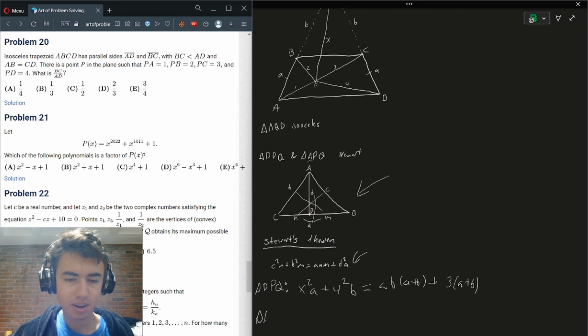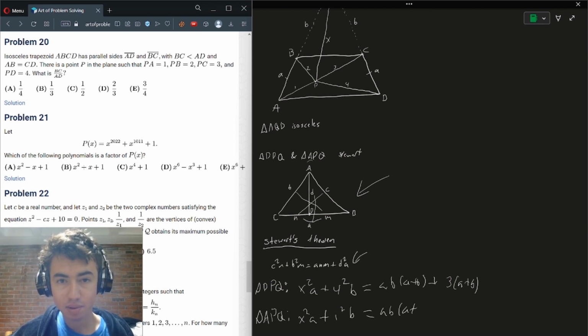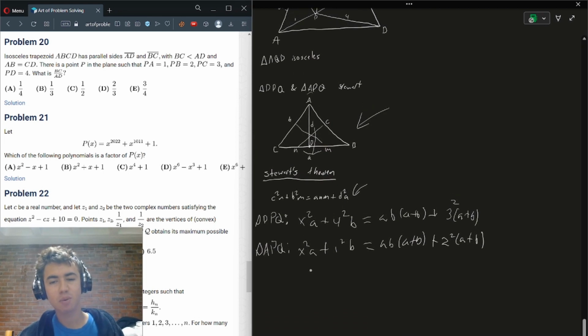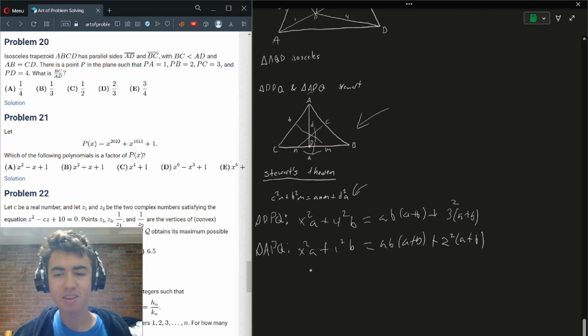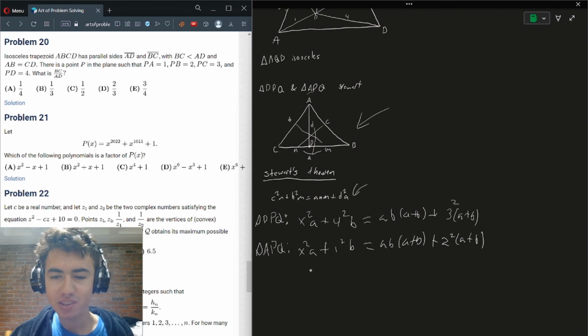APQ. Sorry, APQ. So then for this diagram, doing the exact same thing, we get X squared A plus 1 squared B is equal to A plus B plus, let's see, I forgot a square, right? I forgot the squared here. And here it should be 2 squared A plus B, right? And immediately you can see that things are already working out quite nicely. We have a lot of terms in common, right? Which means probably we can eliminate a lot of variables if we just subtract the two terms.